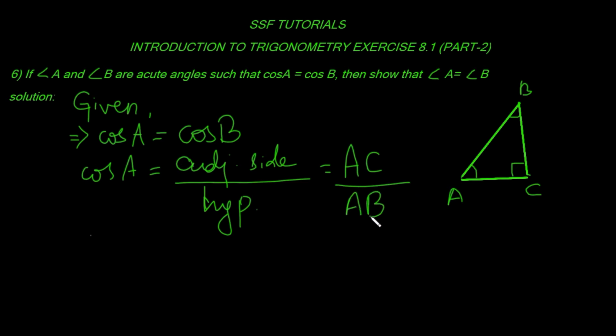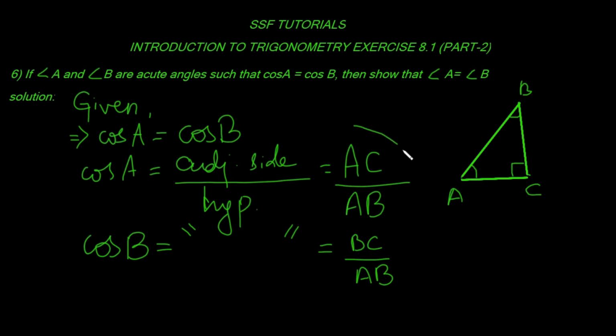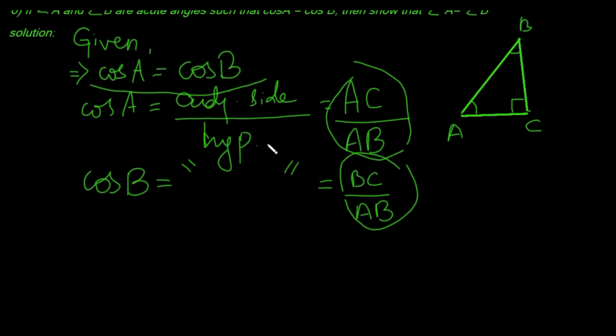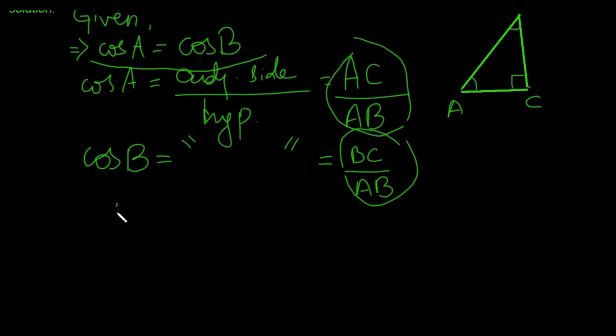So for cos B, it's also going to be the same trigonometric ratio, adjacent side divided by the hypotenuse side. With respect to B, it's going to be BC divided by the hypotenuse side, that is AB. So now let's substitute these both values in this equation. So it's going to be AC by AB is equal to BC by AB.